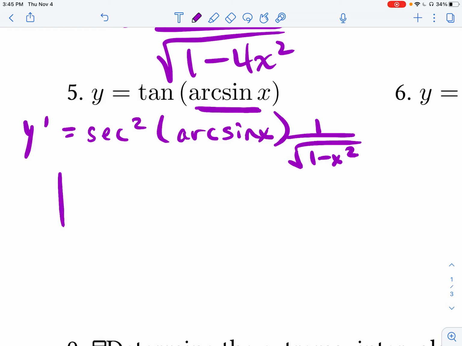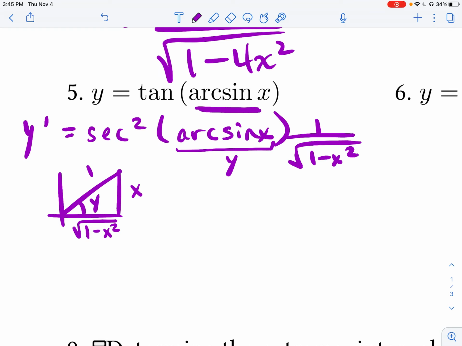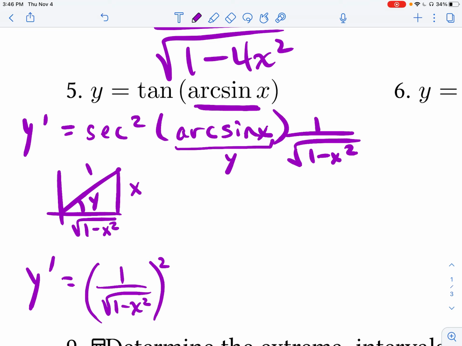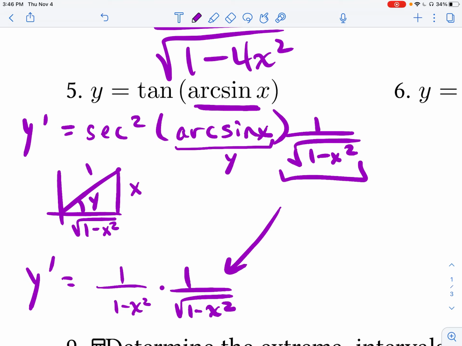Now, we can't just leave this as secant squared composed of arcsine of x. So if we need to draw a triangle, we can. That is to say, the angle y here gives you opposite over hypotenuse. This is x, this is 1, which means this side is root 1 minus x squared. So the arcsine of x is just some angle y. If this is my angle y and these are the side lengths that correspond with it, what is the secant of y? Secant is hypotenuse over adjacent. So that's secant of y, but it's secant squared of y, so we have to square this. That is to say, 1 squared is just 1, and our denominator, root 1 minus x squared squared, is just 1 minus x squared. And then we're multiplying this by 1 over root 1 minus x squared. We're bringing this part down here. Okay? So all of this here was secant squared composed of arcsine of x.